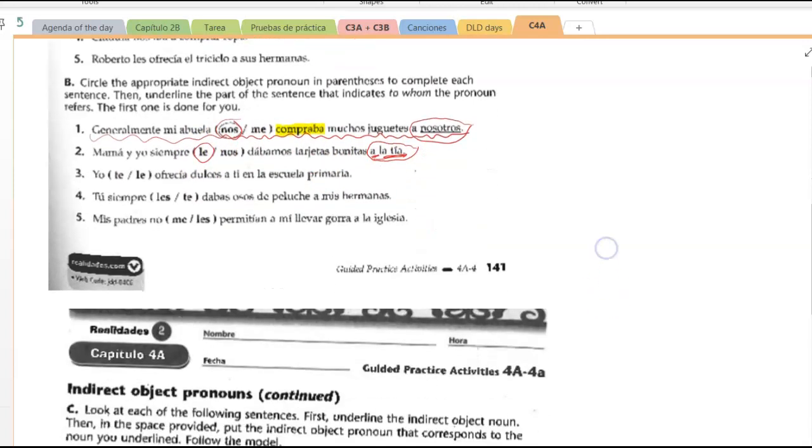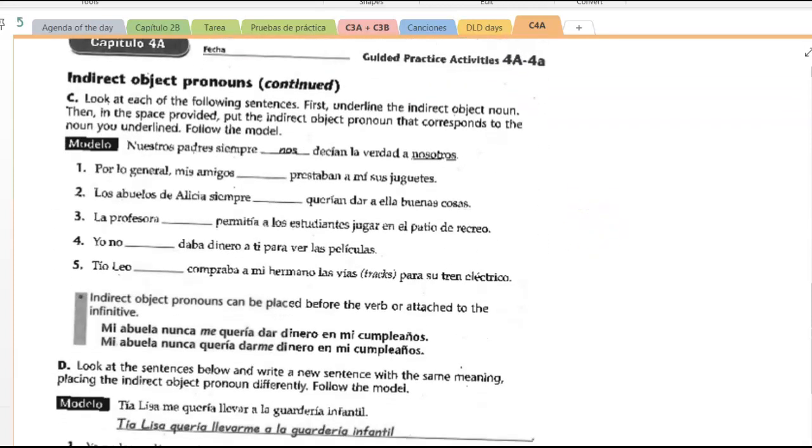All right, so for the second page, letter C. Look at each of the following sentences. First, underline the indirect object noun. Then, in the space provided, put the indirect object pronoun that corresponds to the noun you underlined. Follow the model. Sorry, I said pronoun. You're going to underline the indirect object noun. Nuestros padres siempre nos decían la verdad a nosotros. So underline a nosotros. That's the person receiving. What would be the pronoun for nosotros? Indirect object pronoun for nosotros is nos.